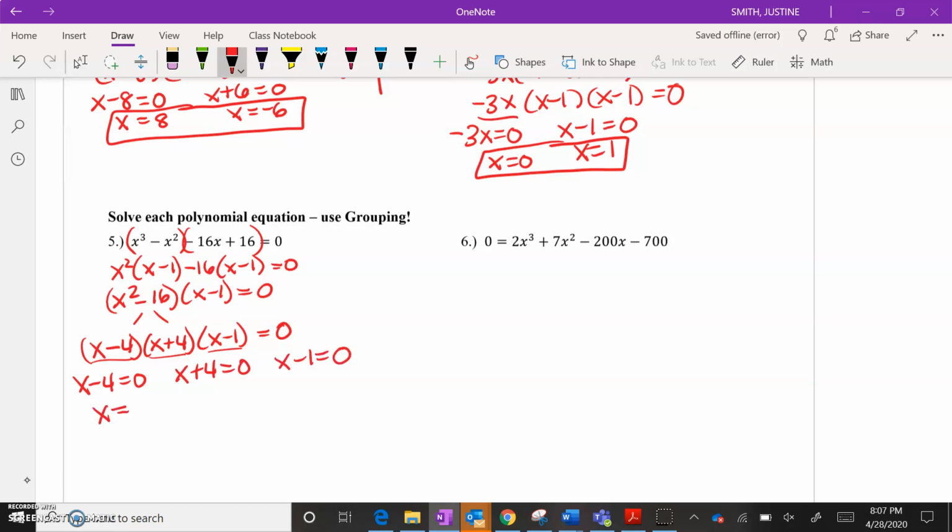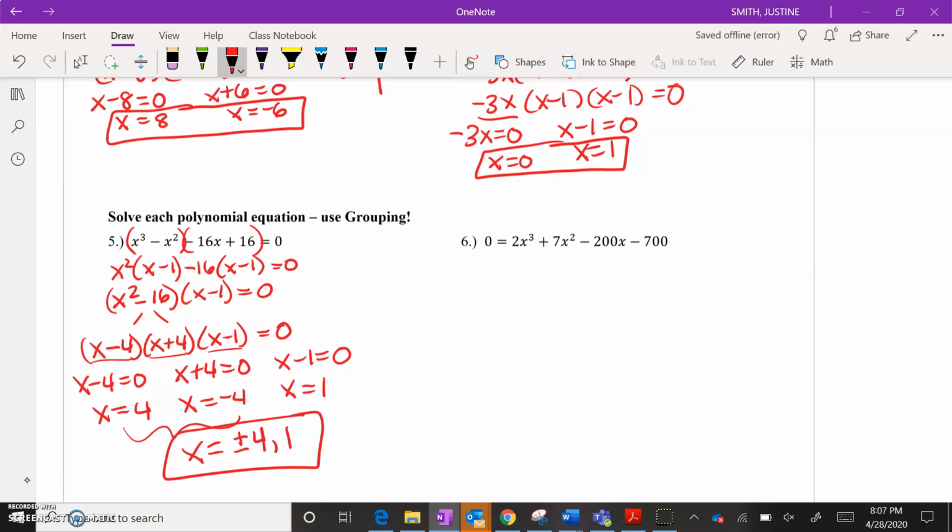So I have x is equal to 4. X is equal to negative 4. X is equal to 1. Sometimes you'll see people write this as x is equal to plus minus 4. Okay, and they separate it with like a comma. X is equal to 1. You can also write it like that or keep them all separate.